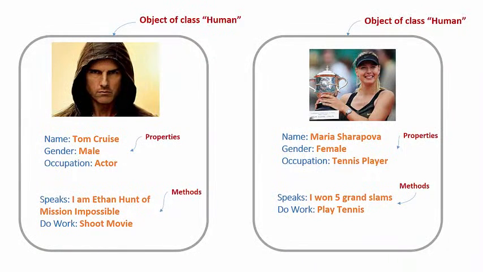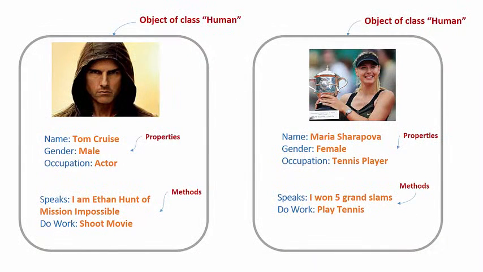So an object is nothing but a specific instance of a class. For example, for human being, these two are specific instances of the human class, Tom Cruise and Maria Sharapova. They both are human beings. They both have names, gender, occupation. They both do a common set of activities such as speaking, doing work, right? But when you talk about a specific instance, the behavior varies.